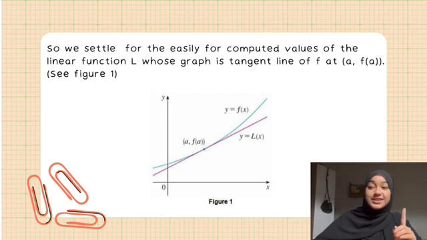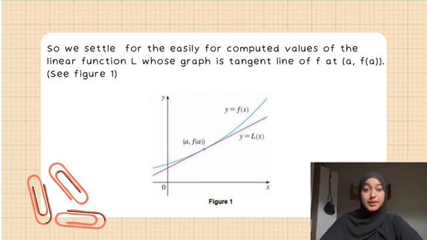The idea is that it might be easy to calculate the value f(a) of a function, but difficult or even impossible to compute nearby values of f. So we settle for the easily computed values of the linear function L whose graph is the tangent line of f at a. Let us see figure number 1.